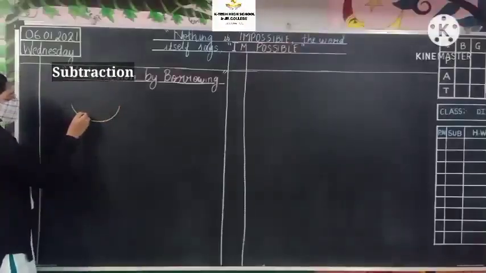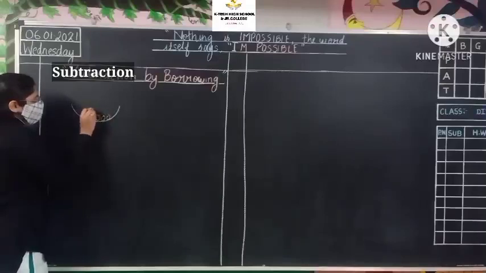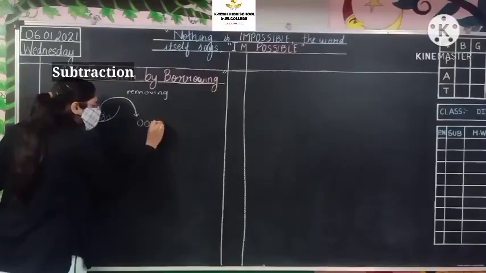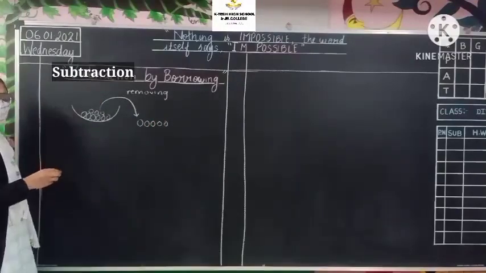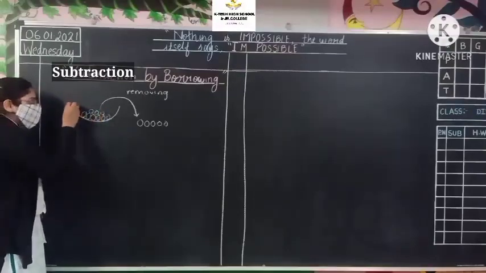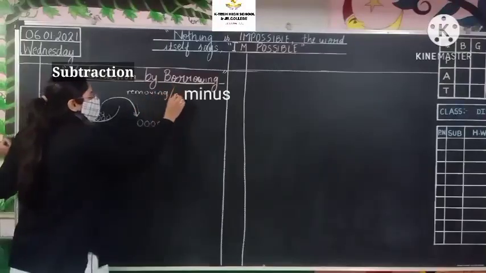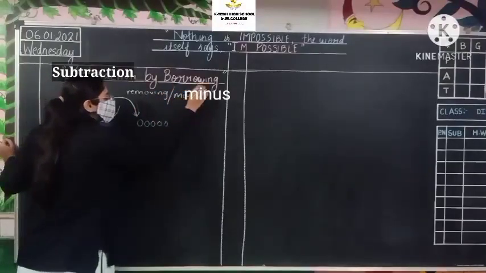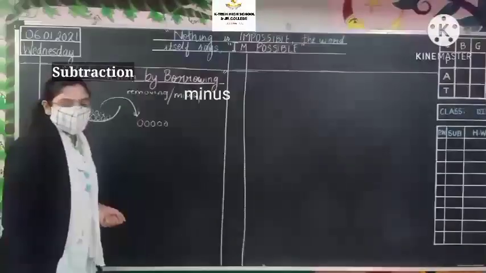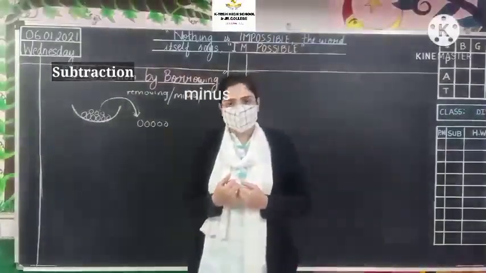Example, with some stones. There is a bowl with some stones. I'm removing stones here. This is called subtracting. Meaning if there is something in this bowl, we are removing it. It is also called minus. If we remove from this bowl, it is called minus. It's called subtraction. Removing or taking away something.